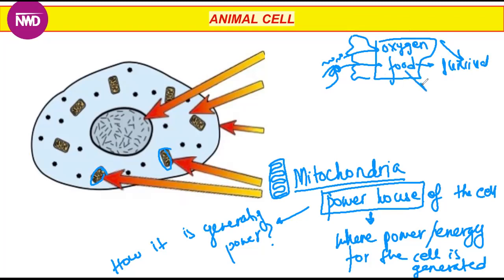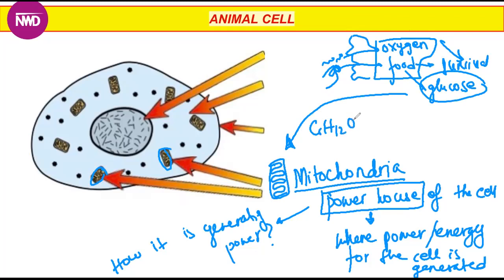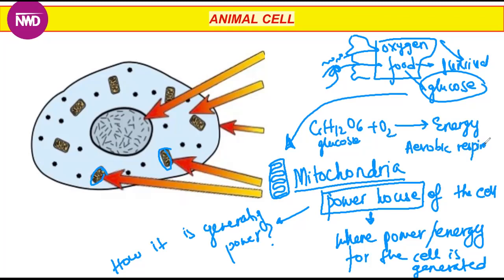This food, mainly glucose, right? This glucose and this oxygen both go to this part of the cell, mitochondria. Okay. So here what happened? This C6H12O6, which is glucose, right, plus the O2 get converted to energy. And this process is known as aerobic respiration.